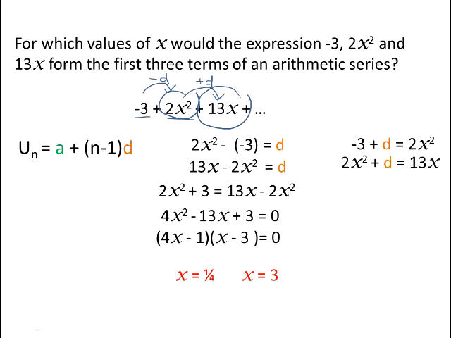If you subtract the two equations from each other, where's my highlighter? Here it is. So 2x squared minus -3, well, that's the same as that. And 13x minus 2x squared, well, that's the same as that. You're going to end up with this line of working here, no matter how you set the formula up. So that's the hardest thing to get your head around with these. Best of luck. Have fun.